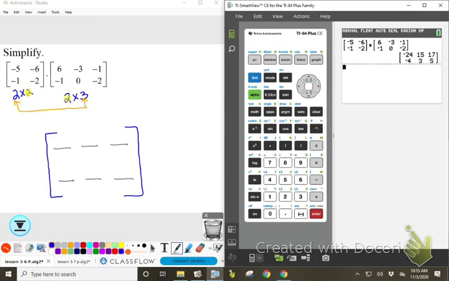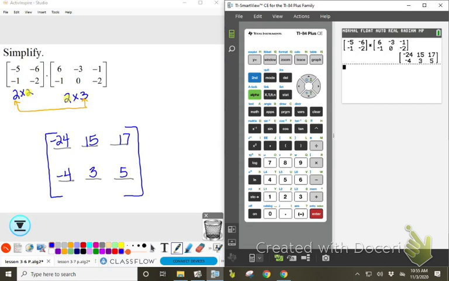-24, 15, 17, -4, 3, and 5. Okay, that's all there is to multiplying. And maybe in class I'll show you the whole process to do it by hand, but for now, that's how you do it.